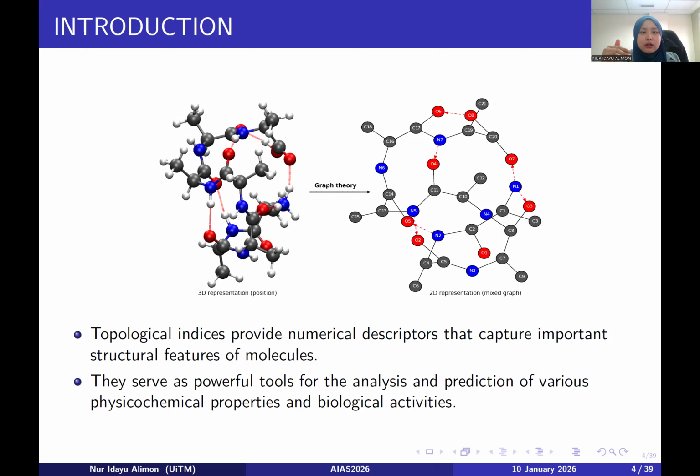So what is the numerical characteristic that we can focus on? It is the topological index. That is one of the numerical characteristics. Topological indices provide numerical descriptors that capture important structural features of molecules that serve as powerful tools for the analysis and predictions of various physical-chemical properties and also biological activities.